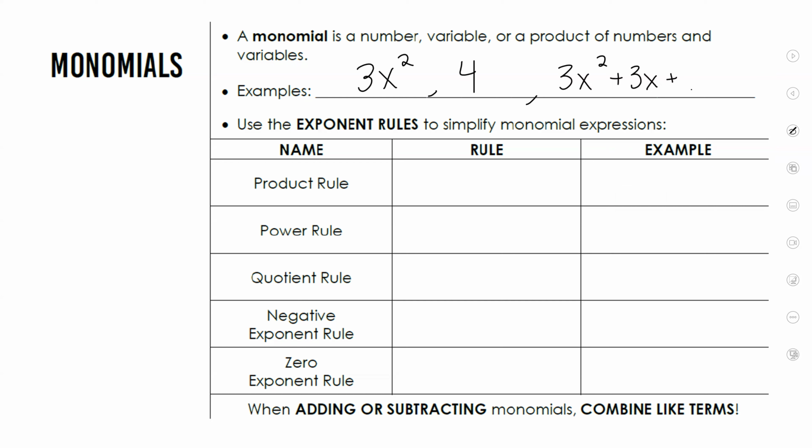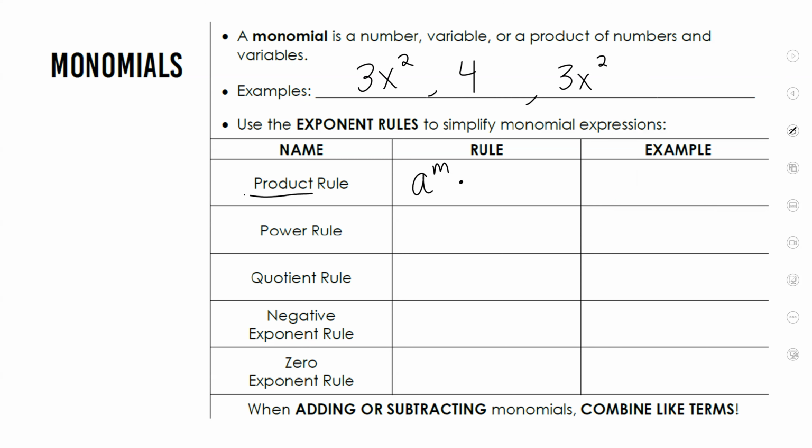What is this called? Yes, a trinomial. So this is a trinomial. If I took away this end part, that's a binomial. And if I took away all of it and just left one term, then that's a monomial. So we're going to be using exponent rules to simplify these things. So first is the product rule.